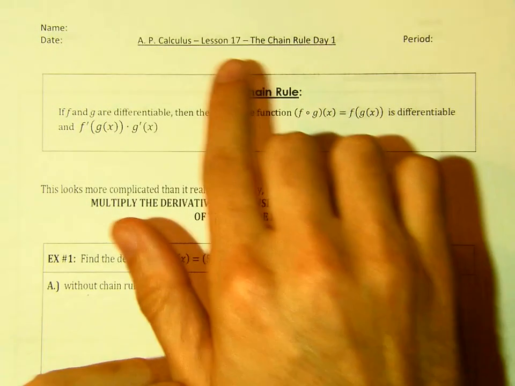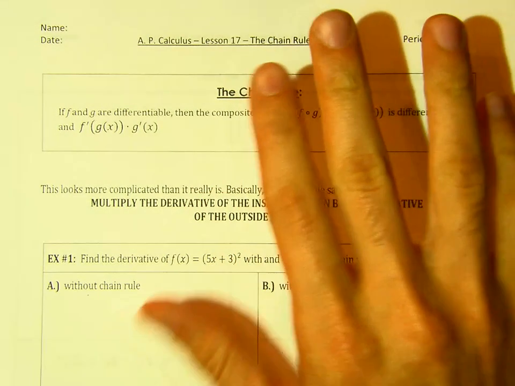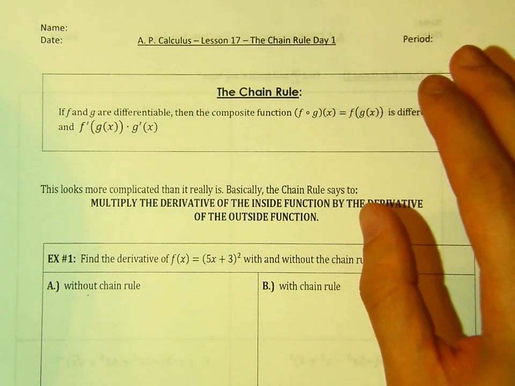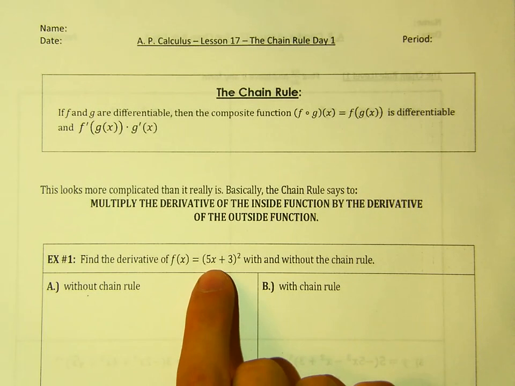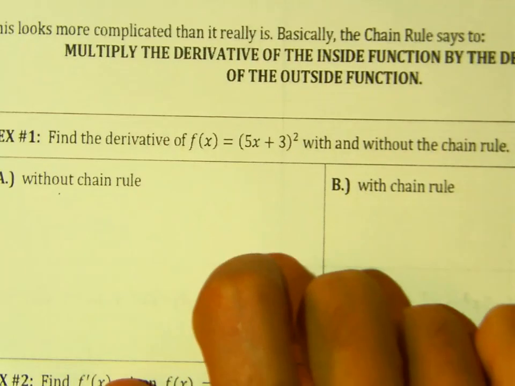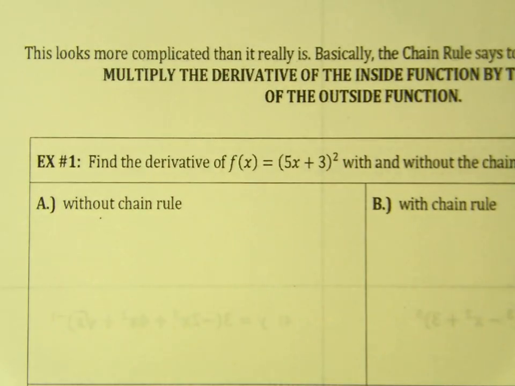Lesson number 17, the chain rule, day one. So this chain rule, what is it and how does it help us? Let's just imagine we have this function, 5x plus 3 squared, and we want to take the derivative of this. So let's work our magic.